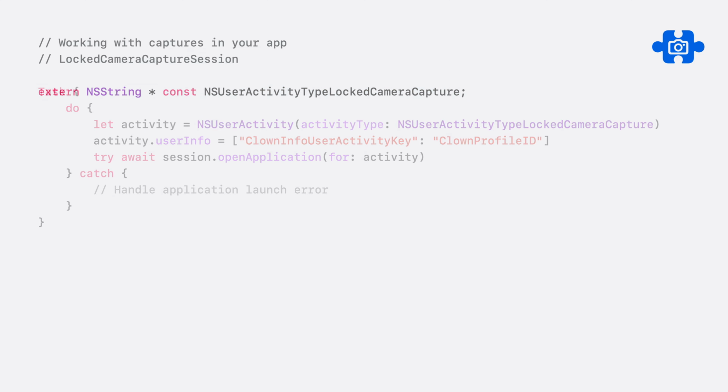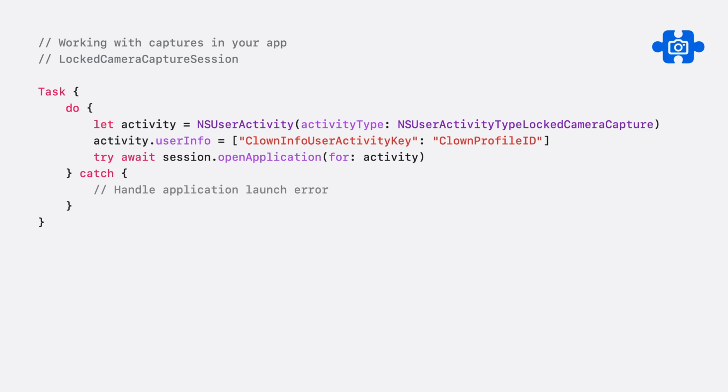For my Clowntown capture extension, I want to open the app when someone wants to update the profile photo, which will use the network to send it to a server. Here, when the user taps the appropriate button, I call to open the application with an NSUserActivity with our new type for locked camera capture, and I pass some context in the user info to indicate that I want my application to continue the update profile photo flow. With the user info, as well as the user activity type, my application has enough context to perform a transition that is seamless from my extension.